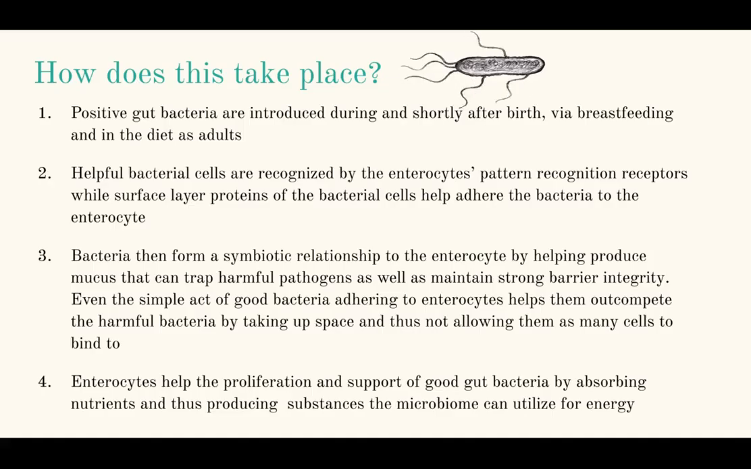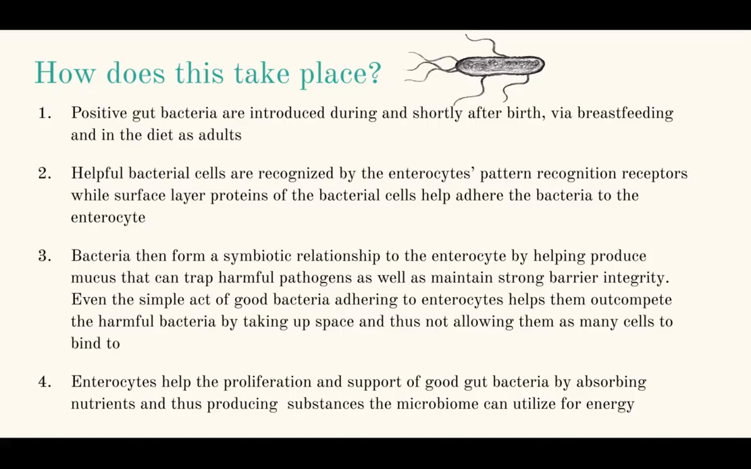Next, bacteria then form a symbiotic relationship with the enterocyte by helping produce mucus that can trap harmful pathogens, as well as maintain strong barrier integrity. More on that a little bit later. Even the simple act of good bacteria adhering to the enterocytes helps them outcompete harmful bacteria by taking up space and not allowing them as many cells to bind to. Last, enterocytes help the proliferation and support of good gut bacteria by absorbing nutrients and thus producing substances the microbiome can utilize for energy.